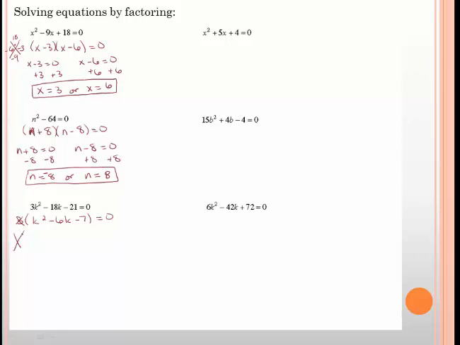So I need to factor the k squared minus 6k minus 7. I need to multiply to make negative 7 and add to make negative 6. So I have negative 7 and positive 1. So k minus 7, k plus 1 is equal to 0. k minus 7 equals 0. k plus 1 equals 0. Add 7 to both sides. k equals 7. Subtract 1 from both sides. k equals negative 1.